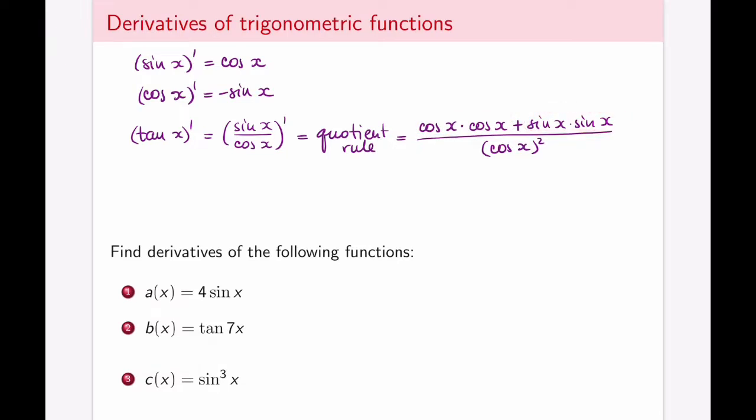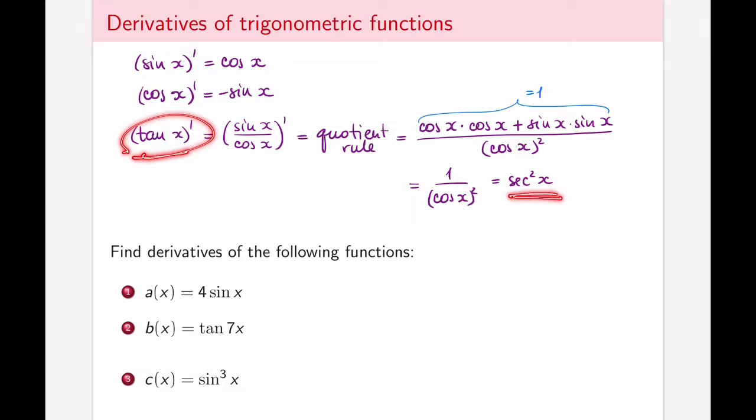Well, I know that cosine squared plus sine squared is just 1 due to the basic trigonometric identity, which means that this expression is equal to 1 over cosine of x squared. I know that 1 over cosine of x is actually secant, and because the cosine here is squared, I'm going to have secant squared x. This is then the derivative of tangent. The derivative of tangent is secant squared x.